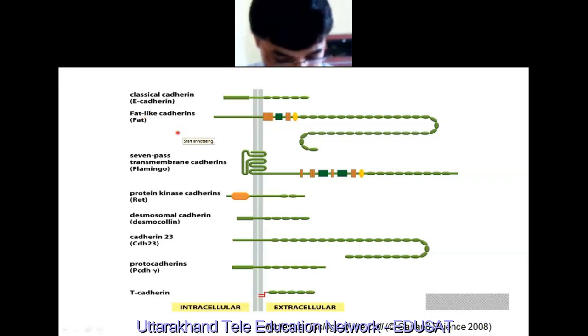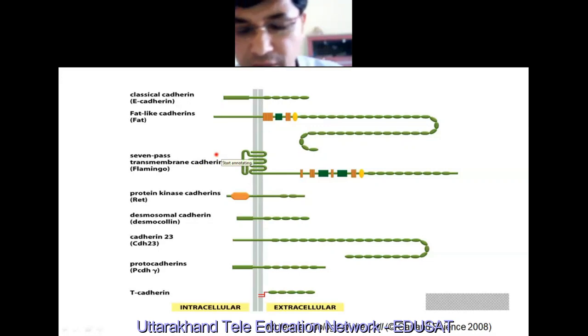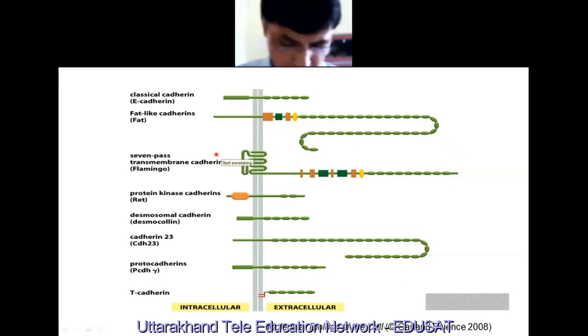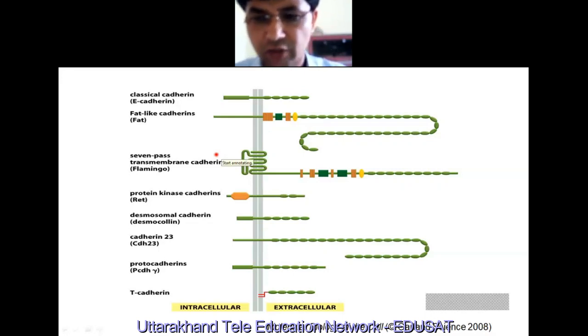N-cadherin is also expressed in the fibroblast cells, those cells which form fibers. Fibroblast means, if you talk about collagen fibers, the collagen fibers are formed by these cells. So N-cadherin is also present in fibroblast cells. You have to note down all these things. These are very important things. N-cadherin is present in fibroblast cells also.